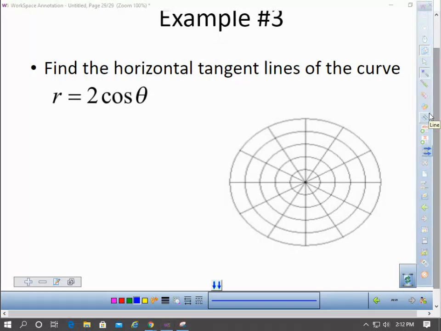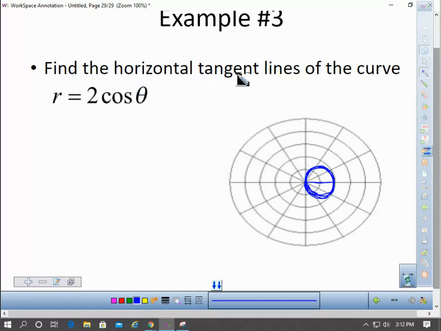So it says find the horizontal tangent lines of the curve. Now I've put a polar coordinate plane there because I like to have the picture. And going back to our patterns, 2 cosine theta we know is a circle centered on the x-axis with a diameter of 2. So I know it has a diameter of 2 and it's a circle sitting here. So I know that's what this looks like. I mean, that's why it's helpful to have these little patterns. And then sketching out the picture helps you answer the question.